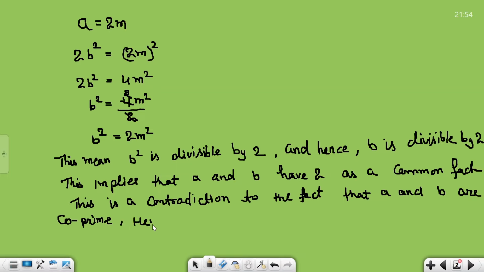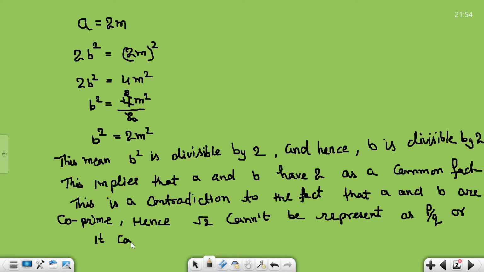Hence root 2 cannot be represented as p by q, or it can be said root 2 is an irrational number.